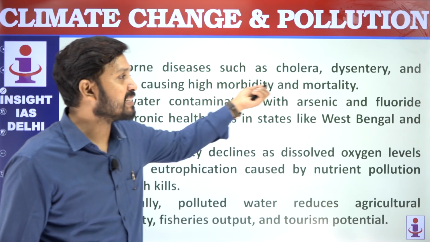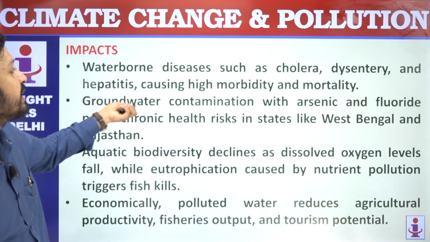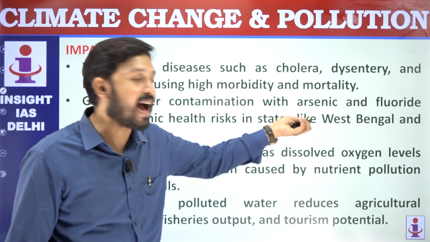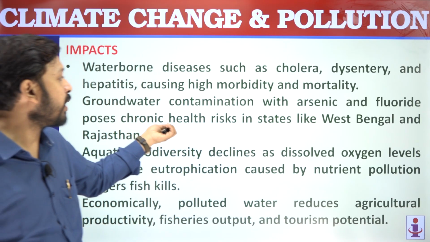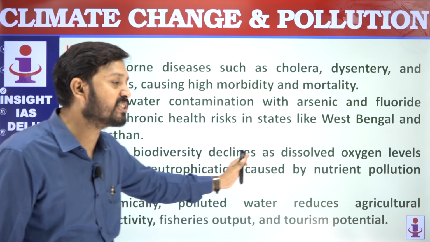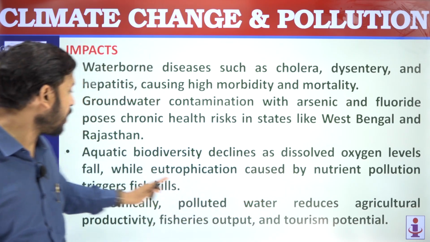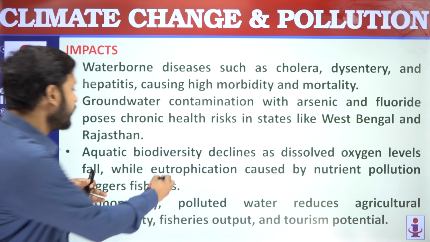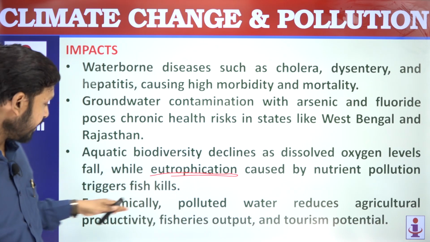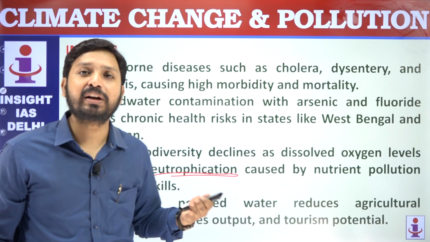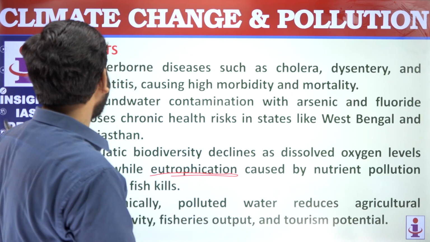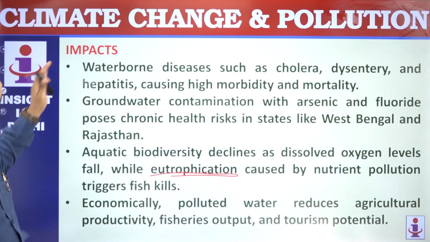Waterborne diseases such as cholera, dysentery and hepatitis cause high morbidity and mortality. Groundwater contamination with arsenic and fluoride poses chronic health risk, especially in the states of West Bengal and Rajasthan. Apart from that, aquatic biodiversity decreases as dissolved oxygen levels fall, while eutrophication, which I have explained, caused by nutrient pollutants, triggers fish kill. Economically also, polluted water reduces agricultural productivity, fisheries output and tourism potential. So these are all the impacts of water pollution.